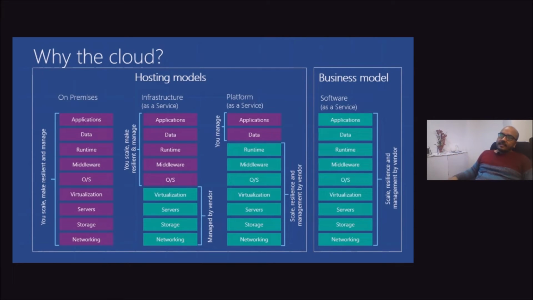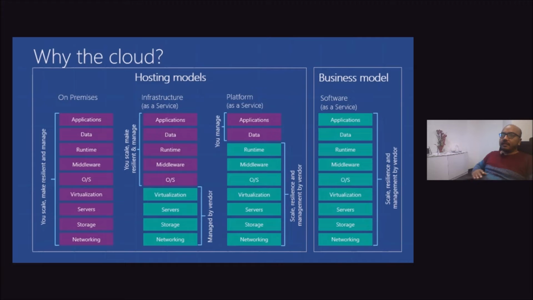So when I say on-premise, which everybody understands, right from the networking, storage, servers, virtualizations, operating system, you choose everything, you maintain everything, you manage everything, including your data, applications, runtime, middleware, everything. But then moving towards infrastructure as a service, you leave it up to your vendor.